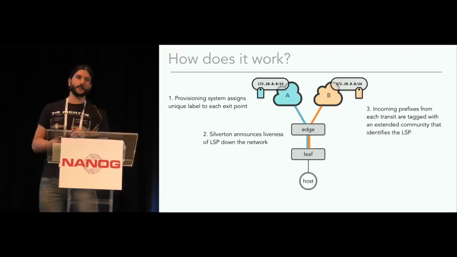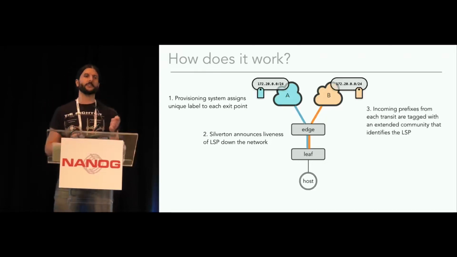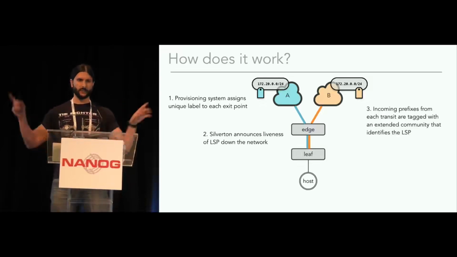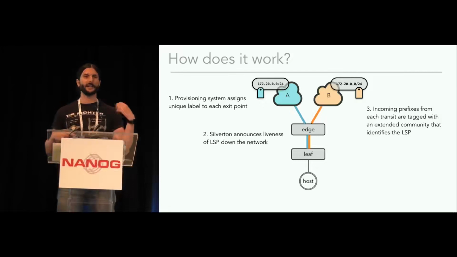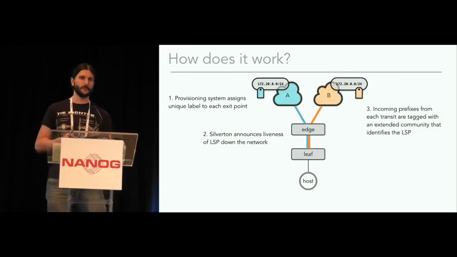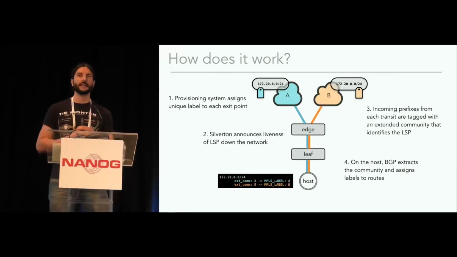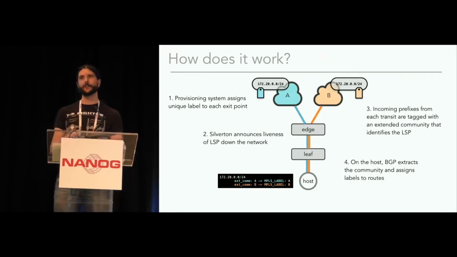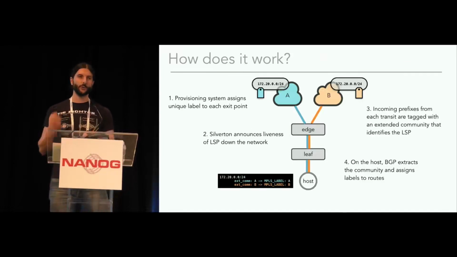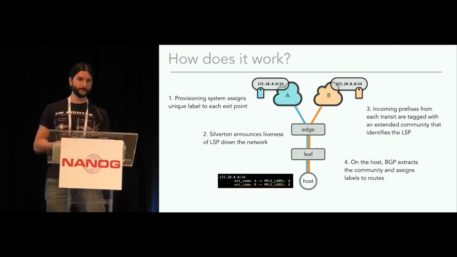But here is the interesting bit. When a prefix reaches the edge of the network via a particular transit, we tag that prefix with an extended community that identifies uniquely that LSP. So you can see, for example, those prefixes coming from 2 different networks. Each one is going to get assigned that extended community that identifies the particular LSP. And now on the host, we only have to extract the extended community and read which MPLS label to use in order to use that particular path.